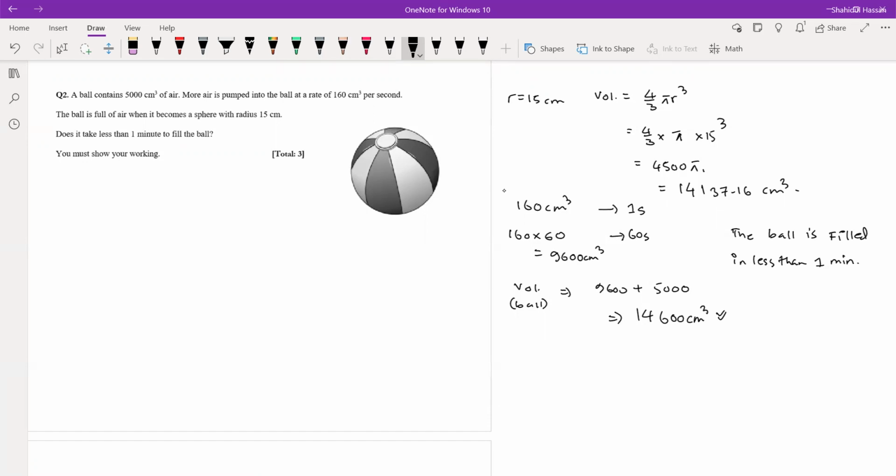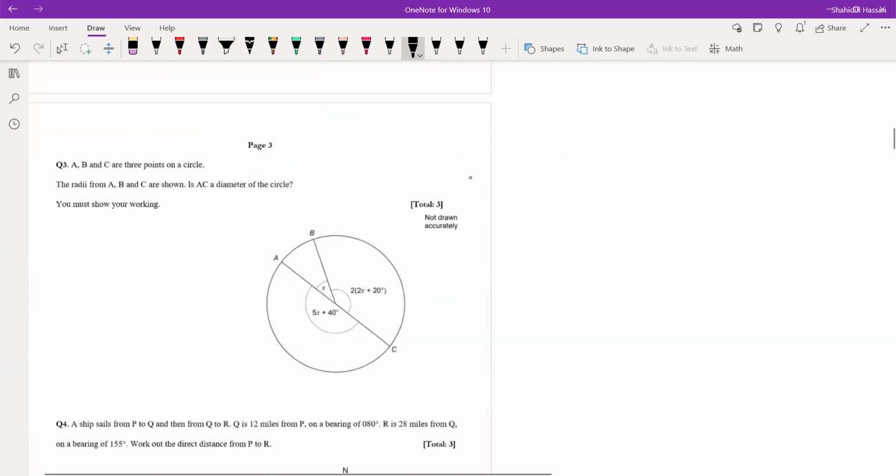And we can also see from another calculation that in 1 minute, the volume of ball can be 14,600, which is well over the given volume. And that's why we can fill it in less than 1 minute. Are you good now? Yes. Thank you very much. Let's go to the next one.